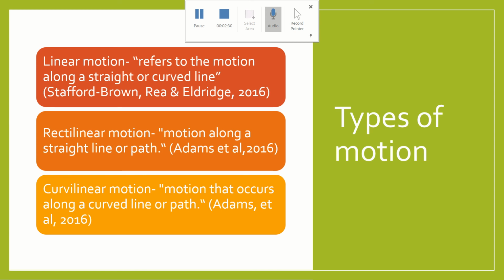There are two types of linear motion: rectilinear motion and curvilinear motion. Rectilinear motion is motion along a straight line of path. Curvilinear motion is motion that occurs along a curved line or path. In some sports, such as a 200-meter sprint, rectilinear motion and curvilinear motion can be used together, as the athlete starts from the blocks on the curve of the track and then runs a straight line finish.